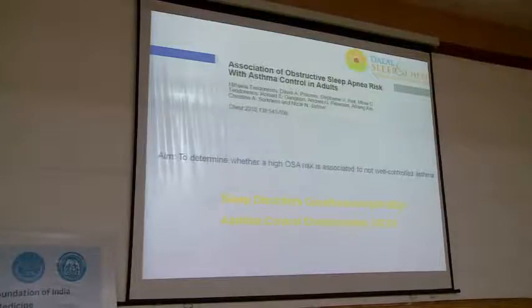And this was an observational study published in Chest 2010, where the authors' aim was to determine whether a high risk of obstructive sleep apnea is associated with poorly controlled asthma. What they did was based on a questionnaire. They gave questionnaires to 470 patients. The two questionnaires they had to answer were the sleep disordered breathing and the asthma control questionnaire.